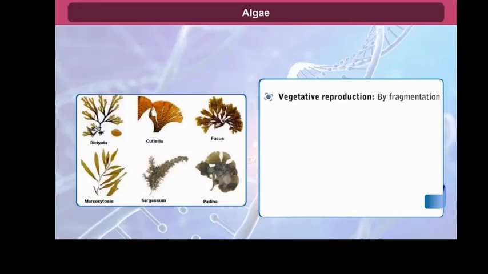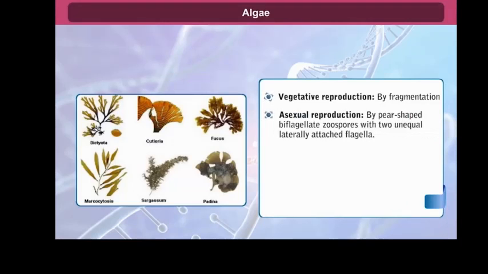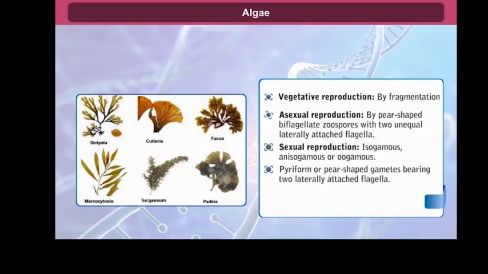Vegetative reproduction by fragmentation. Asexual reproduction by pear-shaped biflagellate zoospores with two unequal laterally attached flagella. Sexual reproduction: isogamous, anisogamous or oogamous. Pyriform or pear-shaped gametes bearing two laterally attached flagella. Examples: Ectocarpus, Dictyota, Laminaria, Sargassum and Fucus, etc.